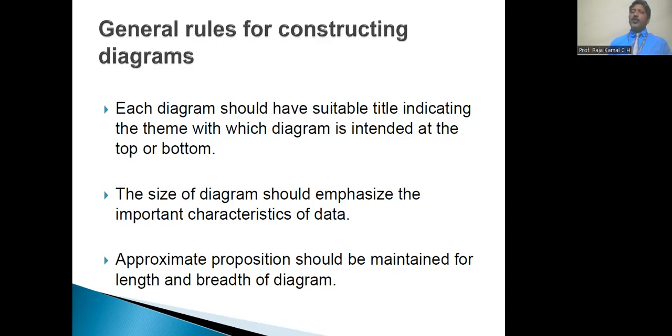We also have to keep in mind the size of the diagram, because in the diagram we are going to emphasize the important characteristics of the data. It should not be too big and it should not be too small. Whenever you are drawing the diagram, it should emphasize the important characteristics of the data. You have to maintain proper length and breadth to get a proper size for the diagram.